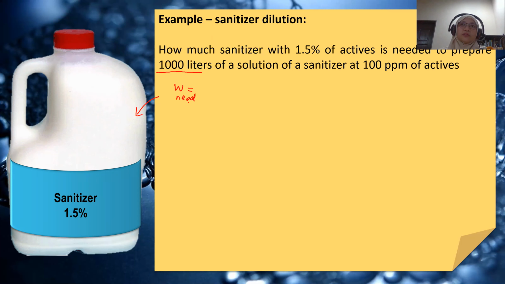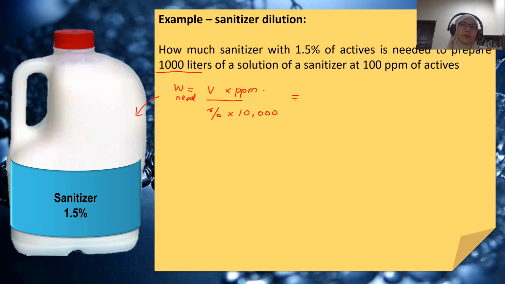So we need to multiply the volume with the ppm, and divide by the percentage, then multiply by 10,000. This ppm is referring to the parts per million of active in the final solution, and the percentage is the active in the concentrated sanitizer.